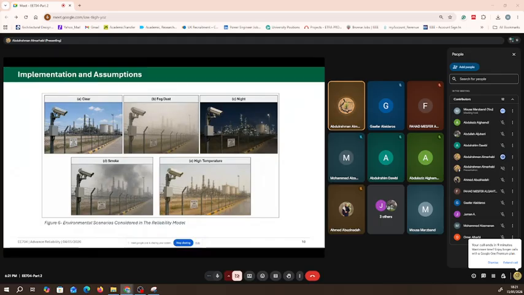Here are the 4 scenarios used in the simulation: first, clear; second, fog and dust; third, the night scenario; and fourth, smoke and high temperature.